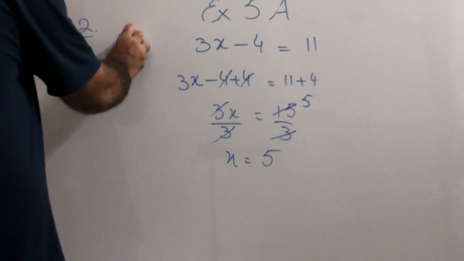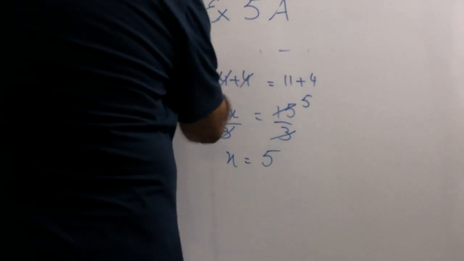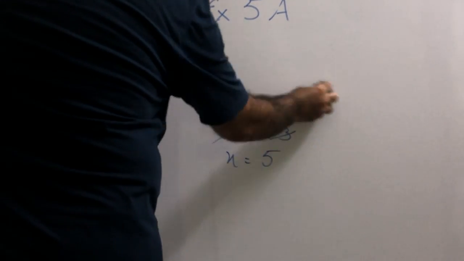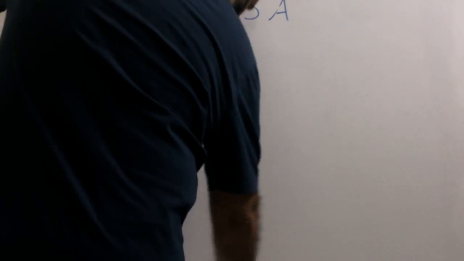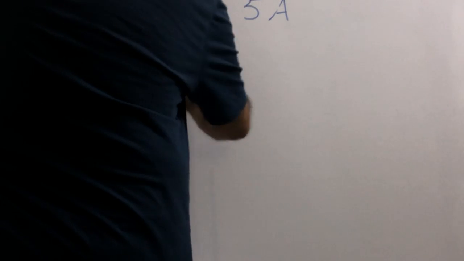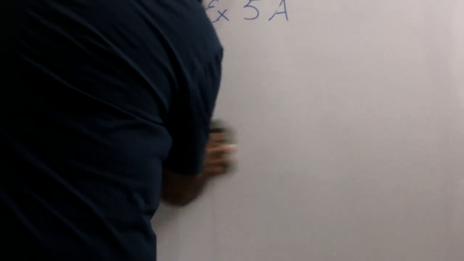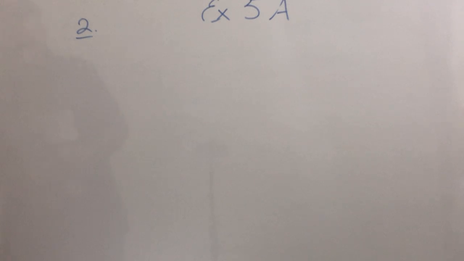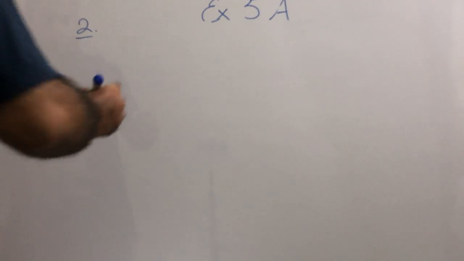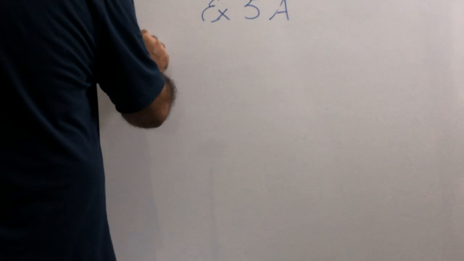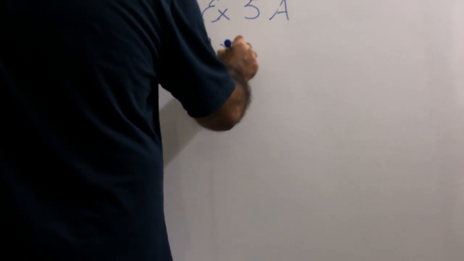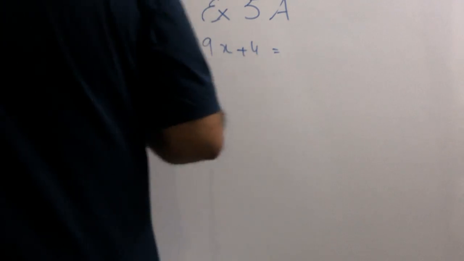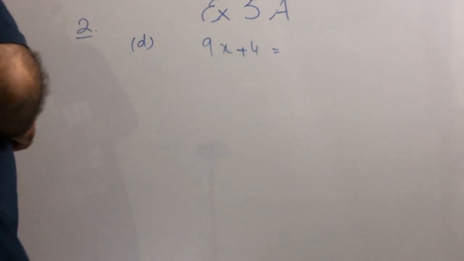So this was part C for question number 2. Hope you are following the method. It is not so difficult. Very easy, very simple. Now we will do similar parts so that you understand the concept. 9x plus 4 is equal to 31.